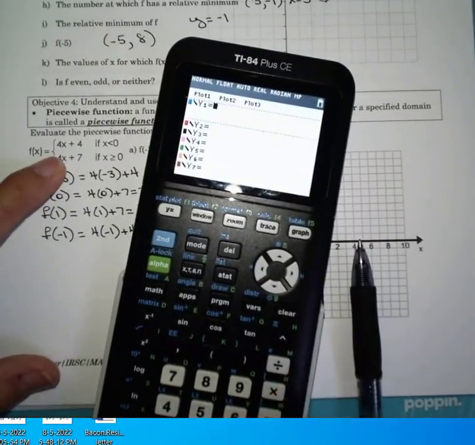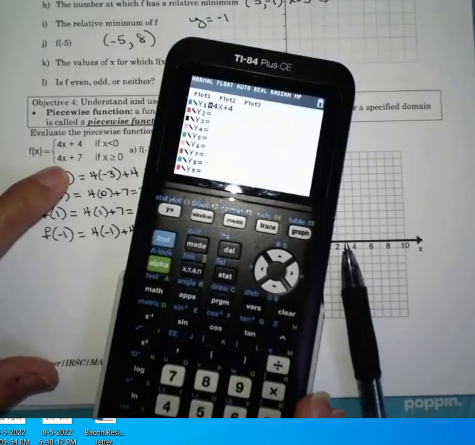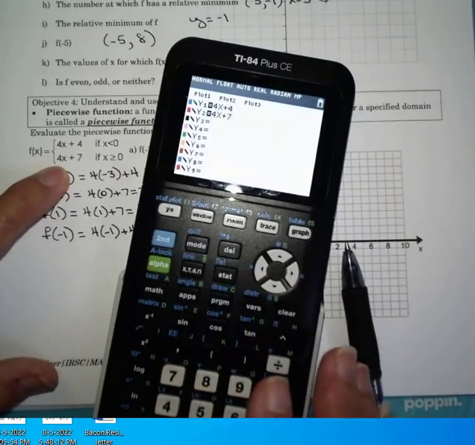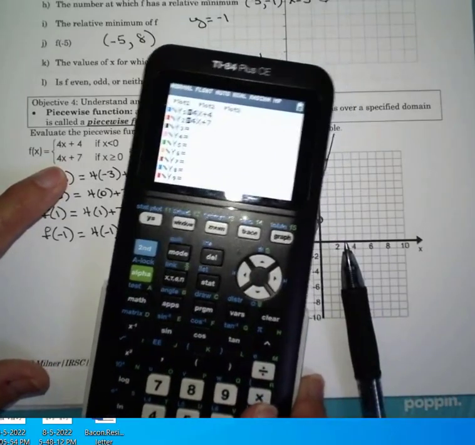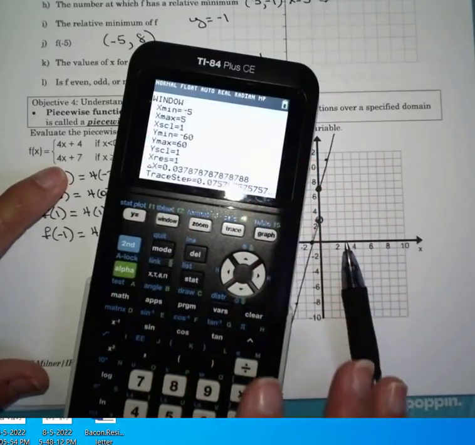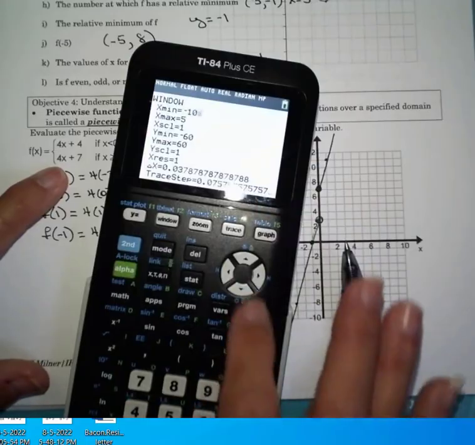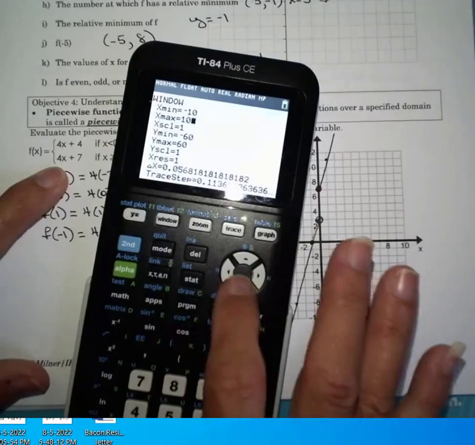I'm going to say y is equal to 4x plus 4. And then I'm going to go down to the next one and say y is also equal to 4x plus 7. Now, I don't know if you remember what window we left this thing at, but it was an awful window for graphing most anything. So I'm going to go change my window settings to, and I like to use this a lot, -10 to +10, increments of 1.